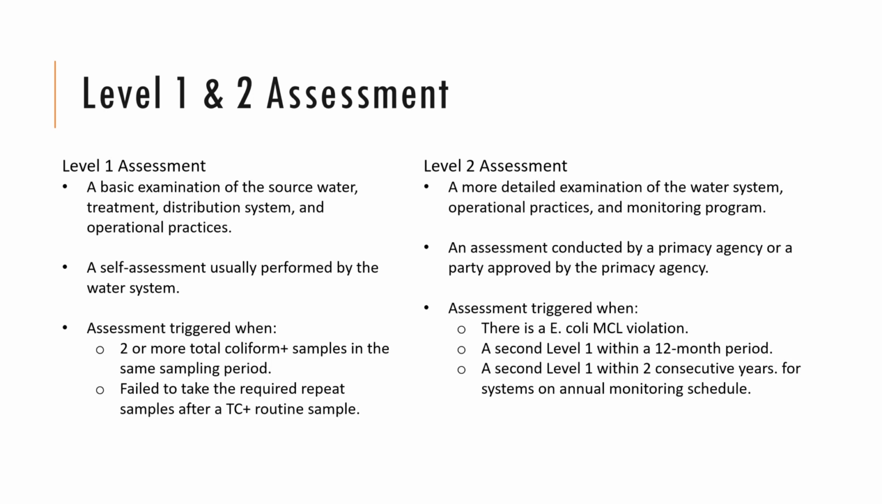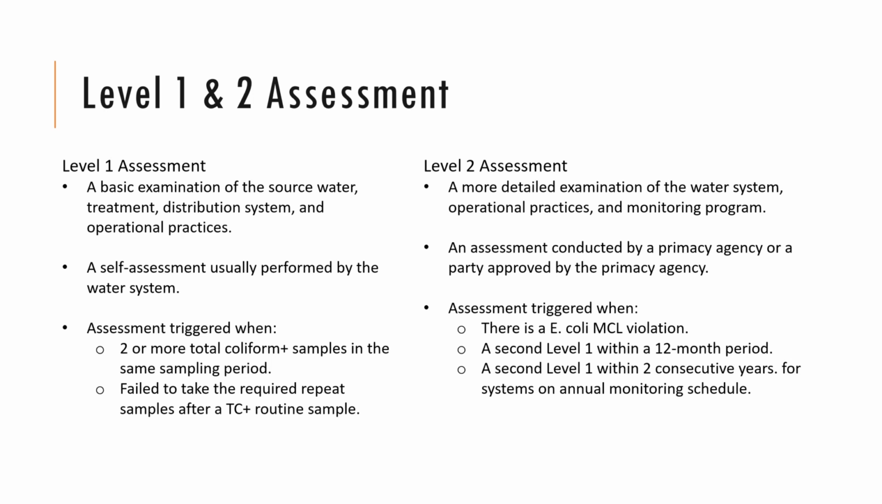A level 1 assessment is a basic examination of the entire water system, which is done to identify exactly what caused the sample to be positive. So the assessment is usually performed by an employee at the water system. Specifically, a level 1 assessment is triggered when 2 or more total coliform samples were detected in the same month, or if a water system fails to take the required repeat samples after a total coliform positive routine sample.